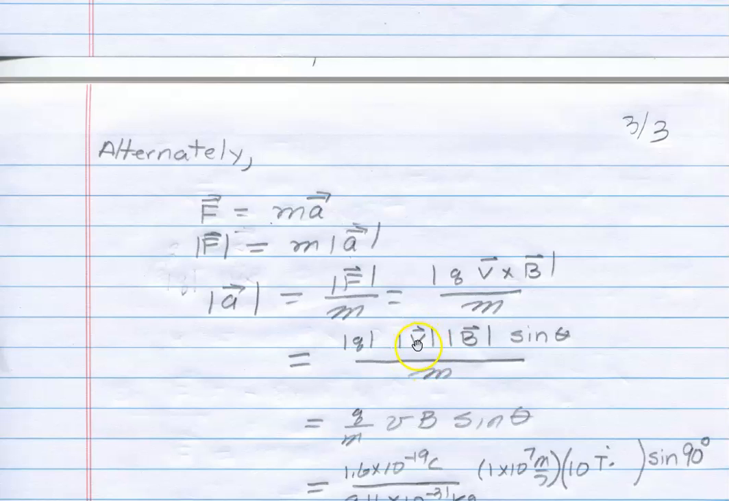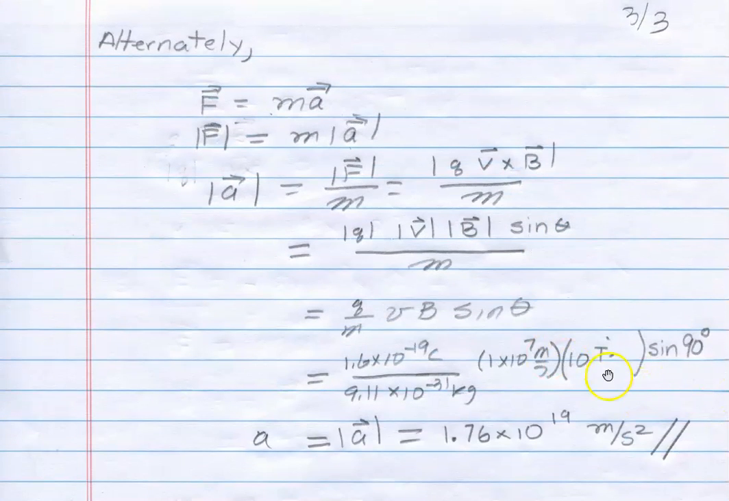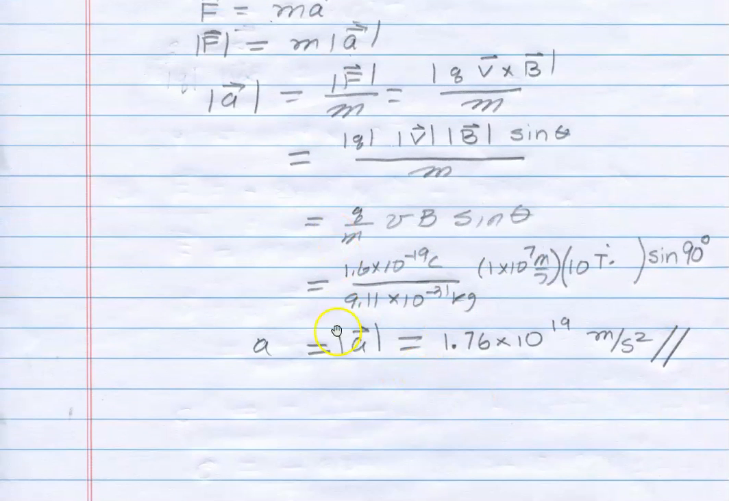The speed was 1 times 10 to the 7th. B was 10 Tesla. What's the angle? Well, the velocity vector is in the xy plane, and the magnetic field is pointing in the z direction. So that angle theta, sine theta, is just 90 degrees. The magnetic field is perpendicular to the plane that the v vector is in. And Q is the magnitude of the charge, over the mass of the electron, v speed, 1 times 10 to the 7th meters per second. B is 10 Tesla, sine of 90 is 1. And if you do all of that, you get in a much shorter fashion the acceleration. And the two agree to within some round off error probably.